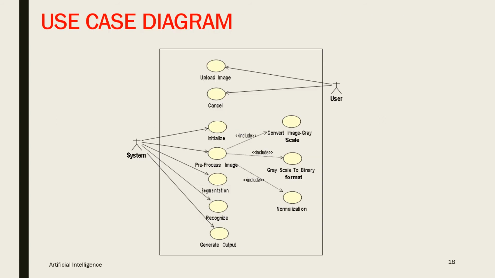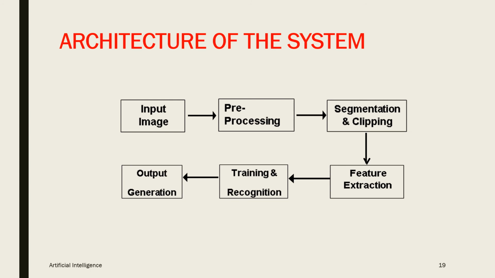This is the use case diagram. A user can upload image and cancel it, and system is initialize, preprocess, segmentation, recognize and generate output. Preprocess involves convert image into grayscale or grayscale to binary format and normalization. This is the architecture of the system. Input image and next preprocess the image, and next segmentation and clipping, and next feature extraction, and next move on to the training and recognition, and finally generate the output.